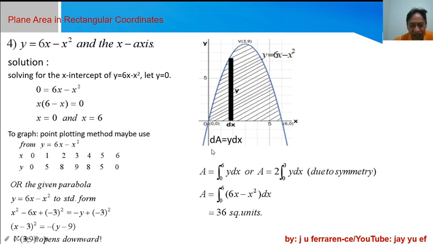So using this one, my y is now converted in terms of x to make it integrable because the variable of integration is x. So when the integration is done, we arrive at the area which is equal to 36 square units.